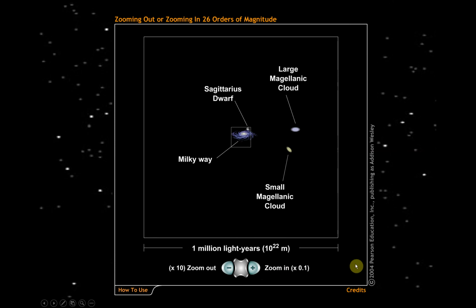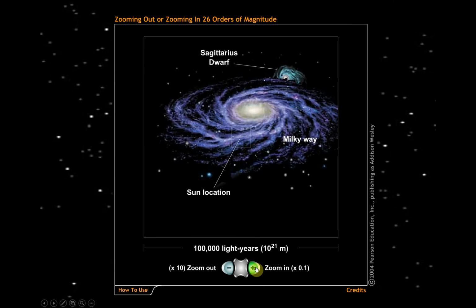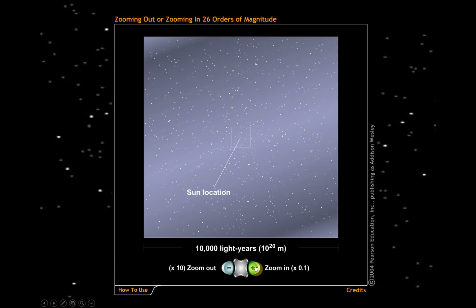Zooming in a bit more, we're now looking at the Milky Way and its friends, the large and small Magellanic Clouds and the Sagittarius dwarf galaxy, on a scale of about 1 million light years now. Zoom in a bit more. Now we're looking at our galaxy very close up. Now we're on the scale of hundreds of thousands of light years. Zoom in some more. Now we're inside one of the galactic arms of our galaxy. And here's our sun. Now we're on the scale of tens of thousands of light years.